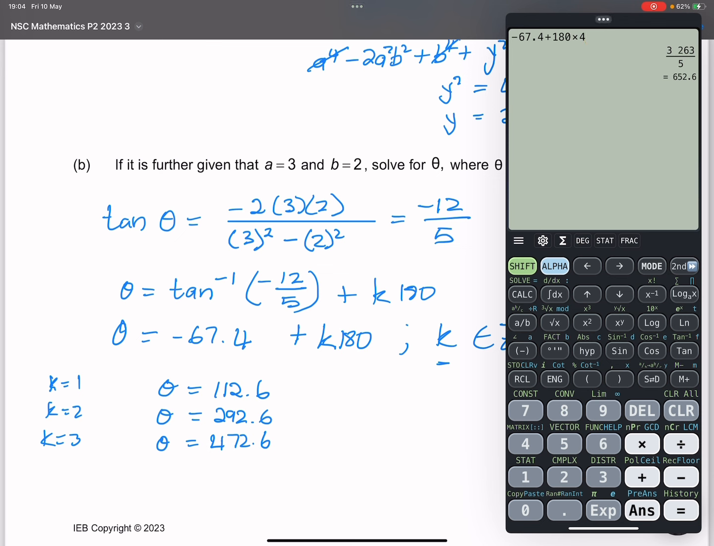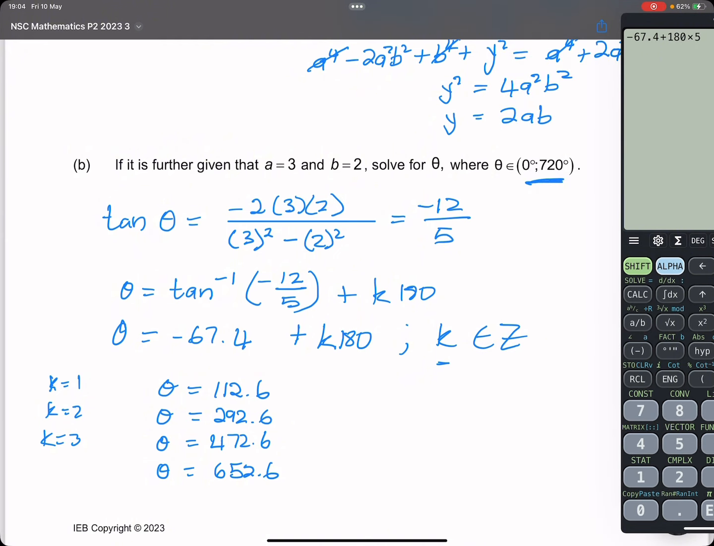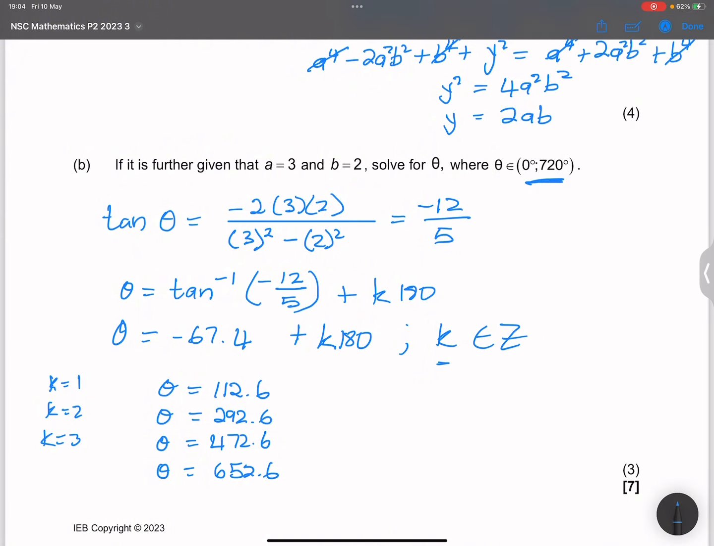That's still definitely within range. So that's 652.6. If we put 5 there, now it is 832, and that's definitely more than 720. So those are all the solutions for theta.